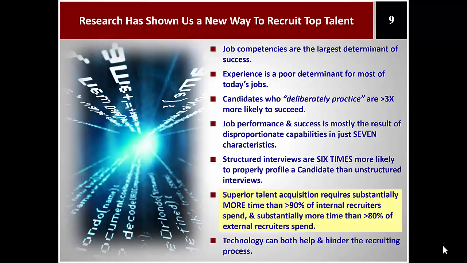We also have learned through research that job performance and success is mostly the result of disproportionate capabilities in just 7 characteristics. You're going to learn later in this presentation that there's about 18 characteristics, 5 of them being competency related, 13 of them being personal quality related, that we're going to look at. And of that, the first 7 of those characteristics tend to drive most of the success.